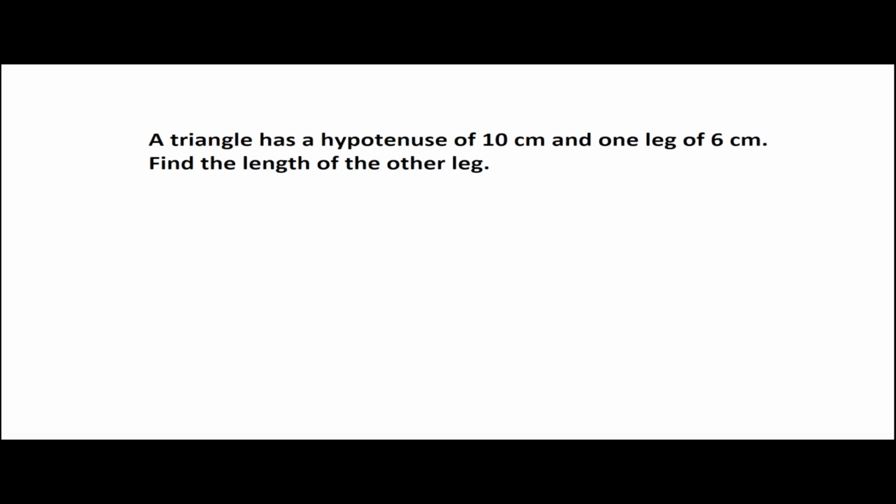In this one, they don't even really try. The triangle has a hypotenuse, so they out and out tell you that the hypotenuse is 10 centimeters, and one of the legs is, again, 6 centimeters. Find the length of the other leg. So in other words, that's 10 centimeters, and that's 6 centimeters. We'll call this side A.